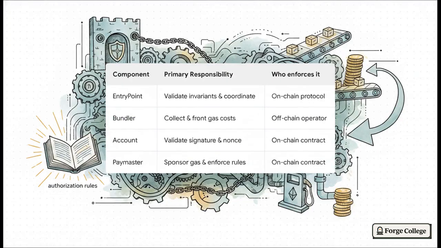Because of all this, the system creates some very strict boundaries. There's a totally clear separation between who sets the policy and who actually enforces it on-chain. So your account contract sets the authorization rules, but the entry point is the on-chain protocol that forces everyone to actually play by them. The bundler manages the transport, the paymaster handles the sponsorships. Basically, everyone stays in their own lane, which keeps the whole system incredibly secure.